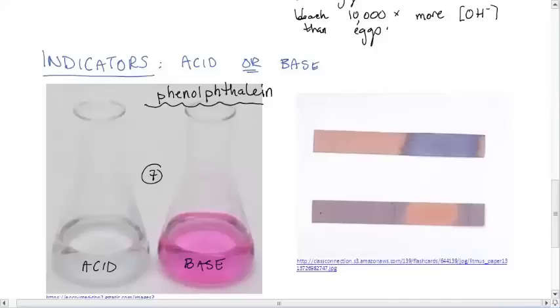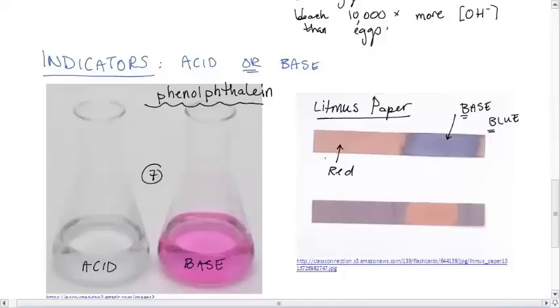Next is in paper form, something called litmus paper. And litmus paper will turn blue if it's in contact with a base. So I remember base, blue, because they both start with B. And then it'll turn red when it comes in contact with an acid. And both end in D, which is how I remember. So these are useful indicators if all I need to know is whether or not a substance is acid or base. And it's really easy to remember what color means what.